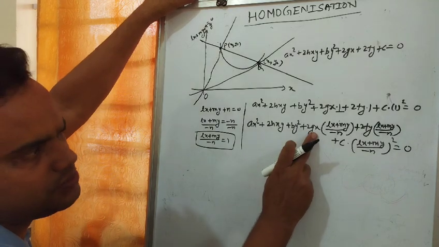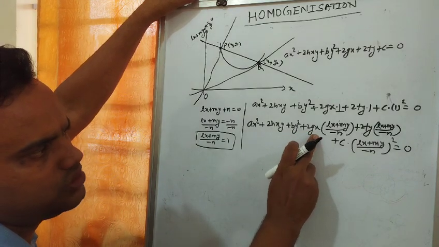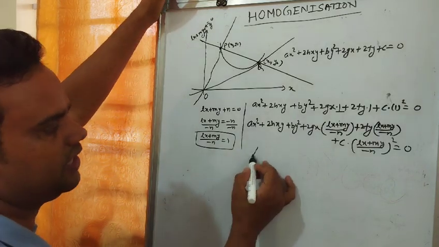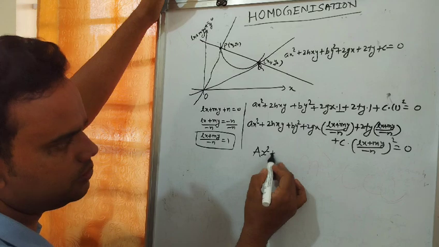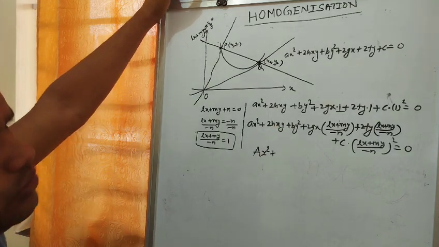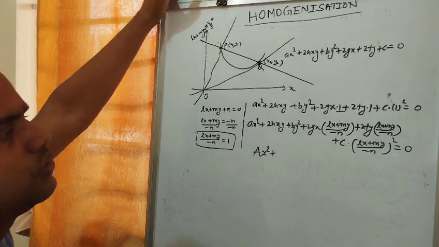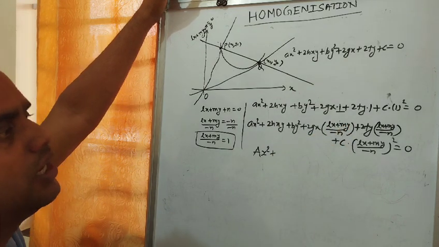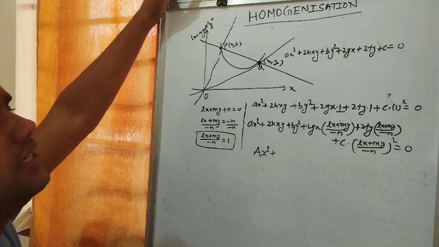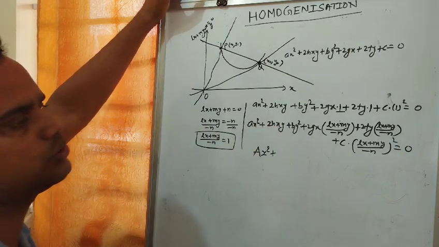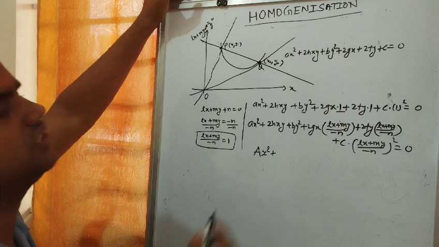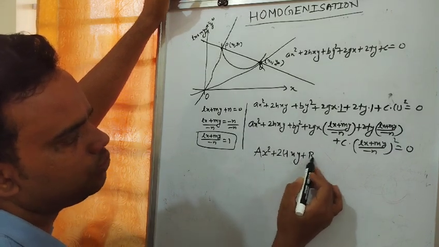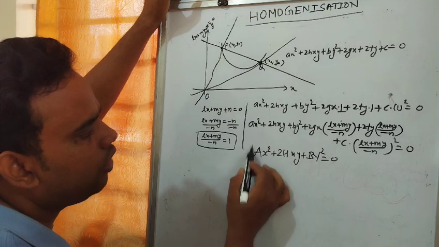Now here, if you multiply 2gx into Lx, it will give x square. So in combined form we can write ax square. Similarly, 2hxy also we can generate. If you multiply 2gx with My over minus n, it gives x into y terms. Like that, this is nothing but 2Hxy plus by square equals to 0.